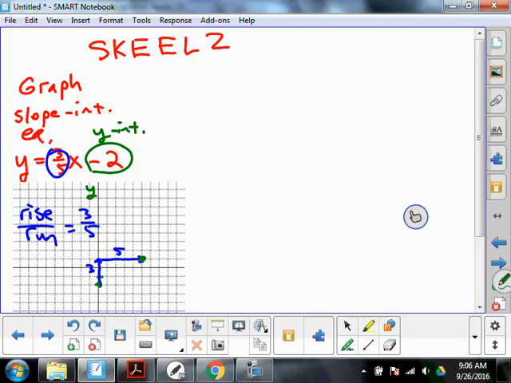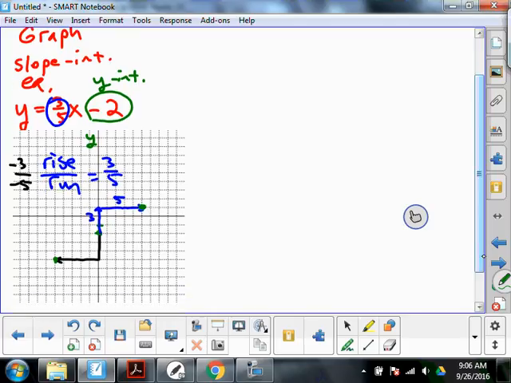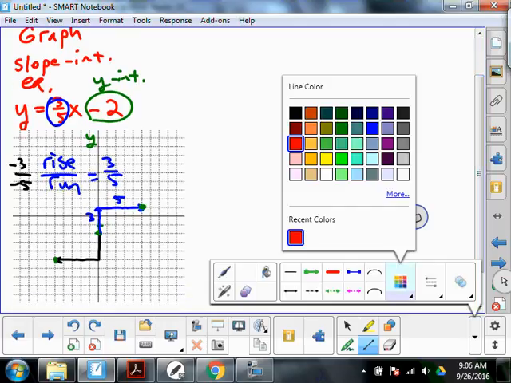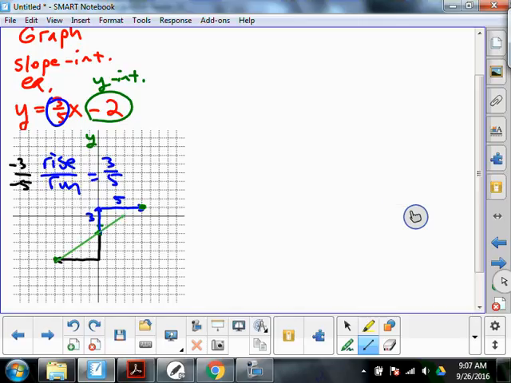Now, suppose I didn't have enough room on my graph to go up and over 5 to the right. Could I go down 3 and 5 to the left? Why not? A lot of people don't think to do that sometimes, so that's negative 3 over negative 5, which is the same thing. So I could go down 1, 2, 3, and 1, 2, 3, 4, 5. If I do that, when I sketch my line through these points, it should go through all of them, if all is well. And I think it does.